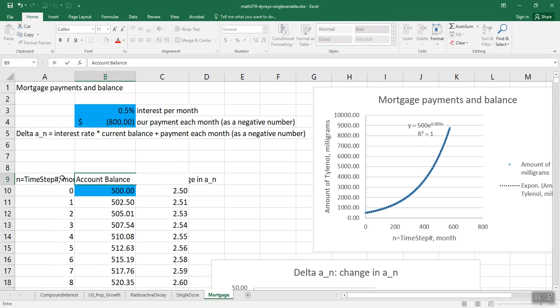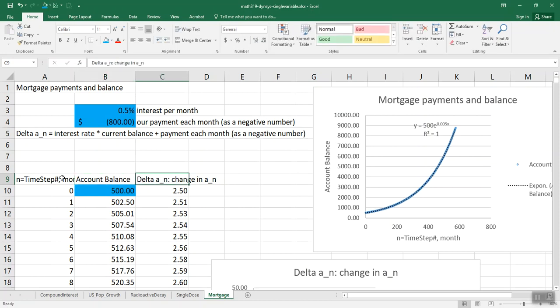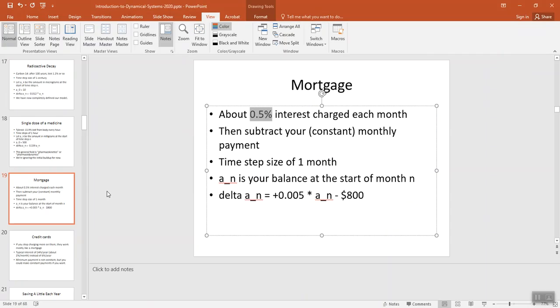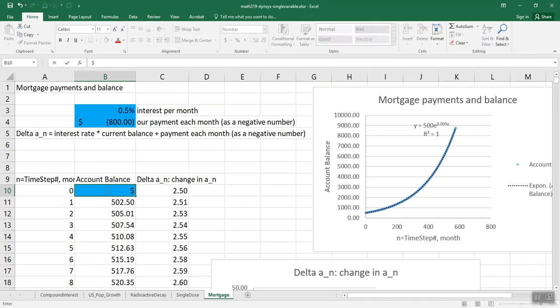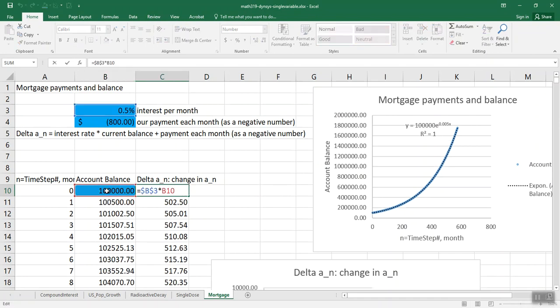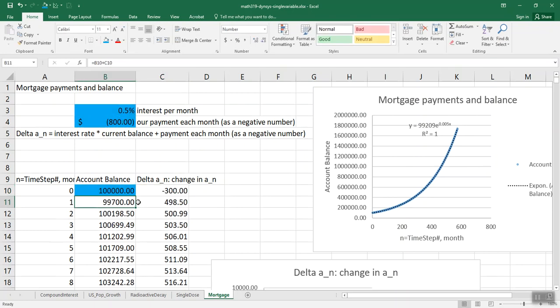Unlike the savings account where it was money we had in the bank, this is money that we owe. And let's say it was a mortgage of, what did it say? Let's use $100,000. And our delta formula we now have to change. It's still interest rate times account balance, but then I'm going to add on this negative payment, and I'll fill that down.